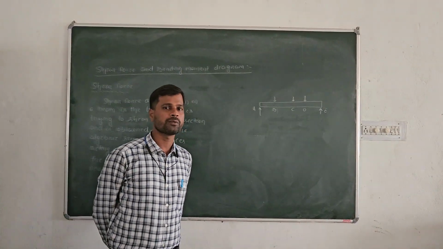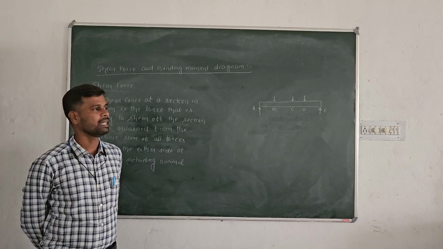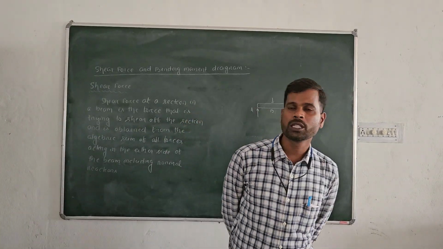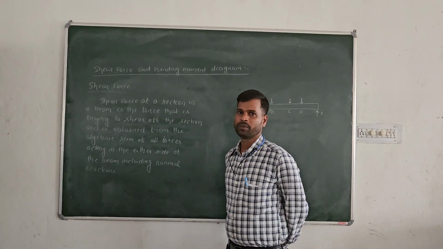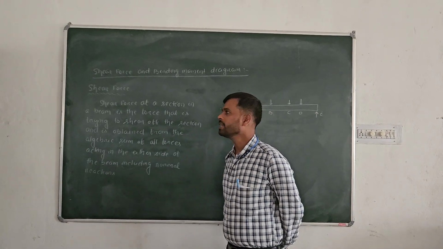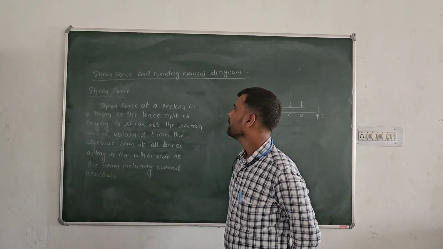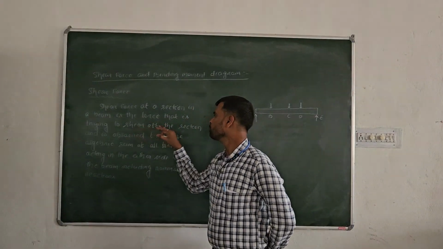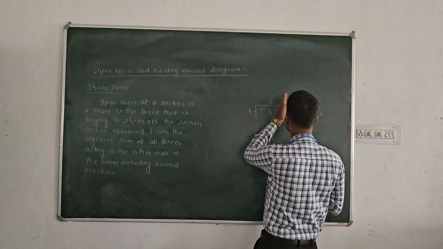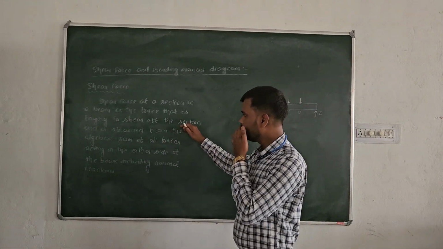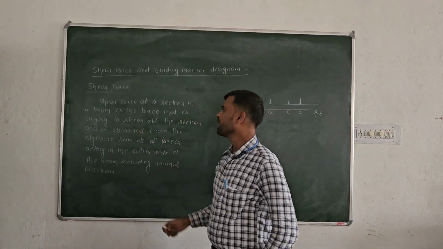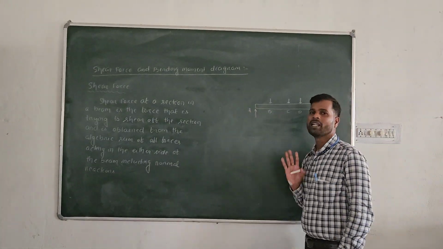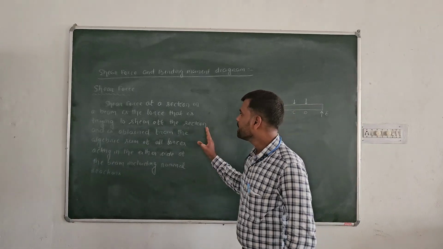So before that, let us first go to what is shear force. Actually in my last video I told you that shear force is the force which is parallel to the deformed plane. That is in general case. But in case of beam, the shear force at any section of a beam is the force that is trying to shear off. Shear off means breaking or tearing. Shear off this section and is obtained from the algebraic sum of all forces including the normal reactions. Now I will explain this one.